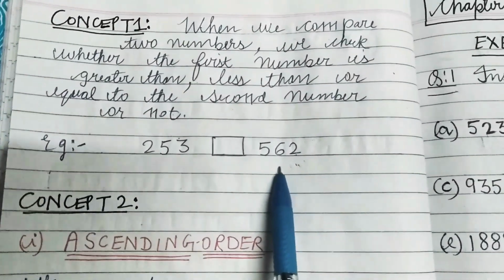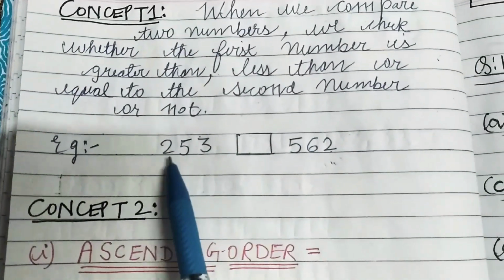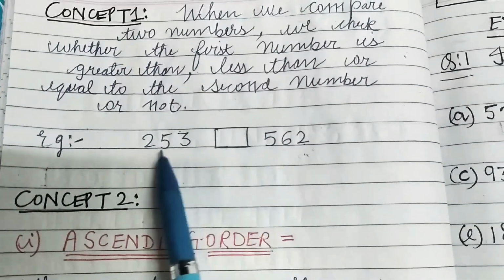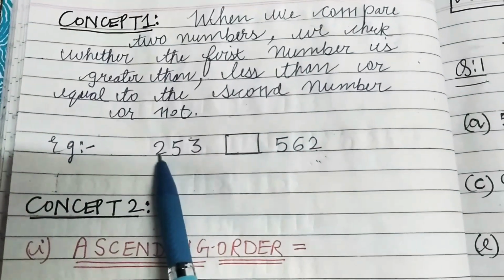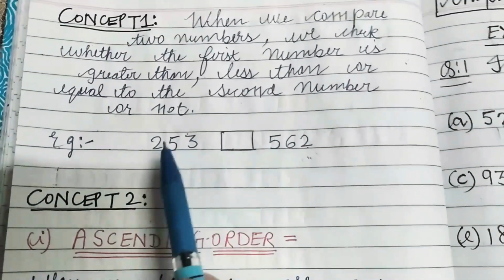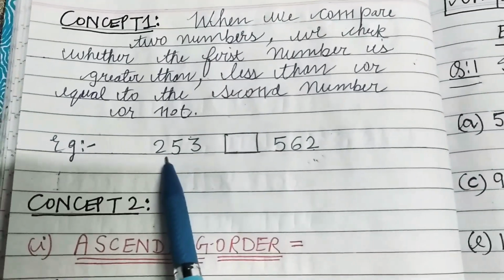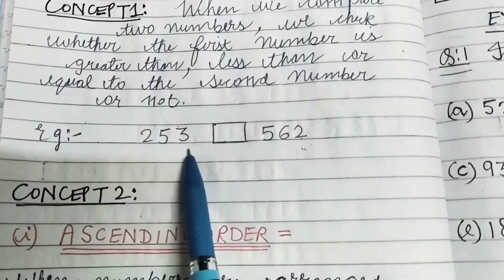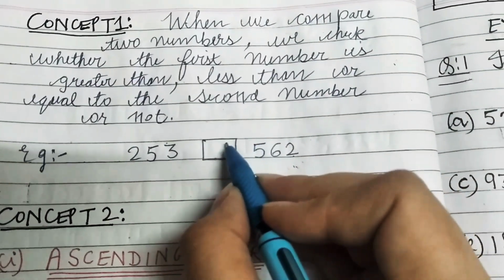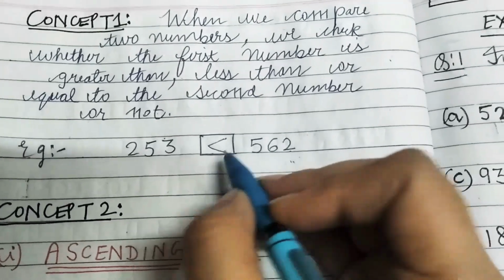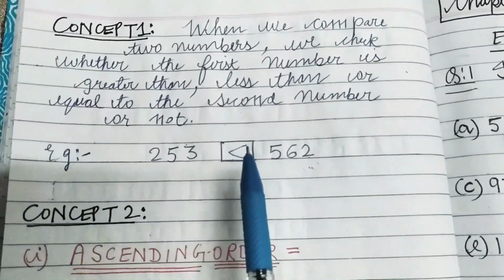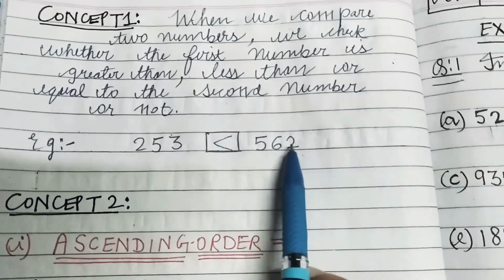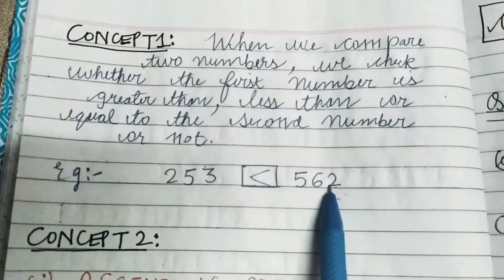Now, what is the second rule? The second rule says that you have to compare the first digit from the extreme left of each number. Here this is 2. Here this is 5. That means 5 is greater than 2. This means that 562 is greater than 253. That means this greater than sign will face towards 562. Remember one thing, whichever number is greater, this sign will face towards the greater number. I hope you have understood.